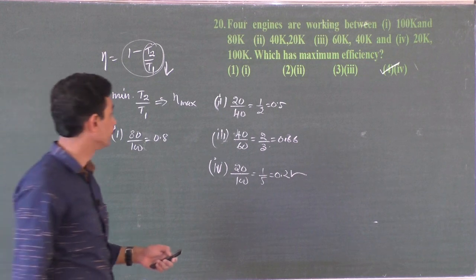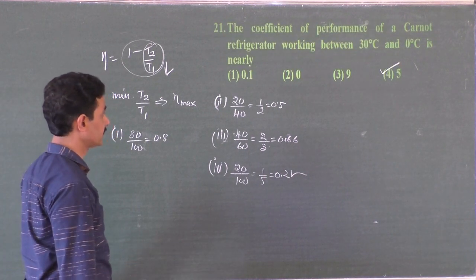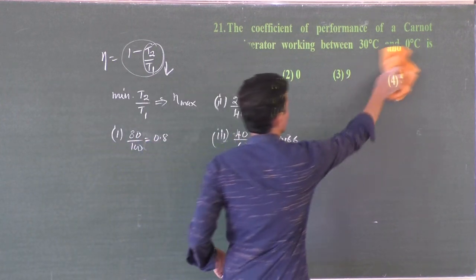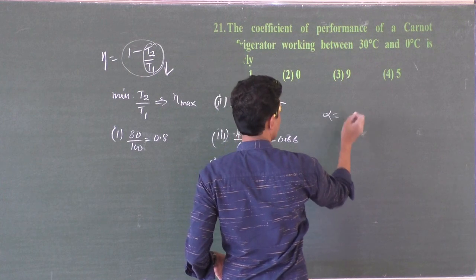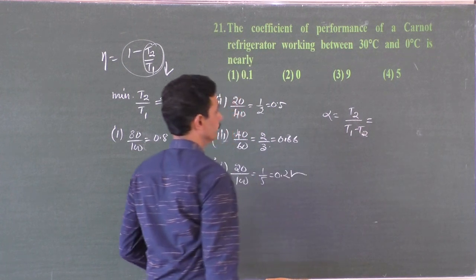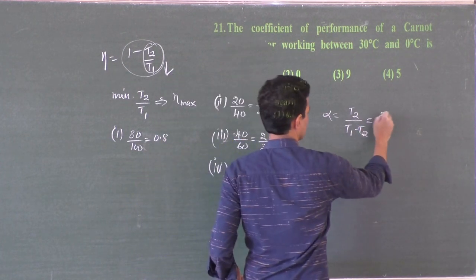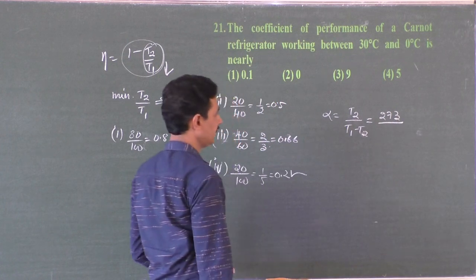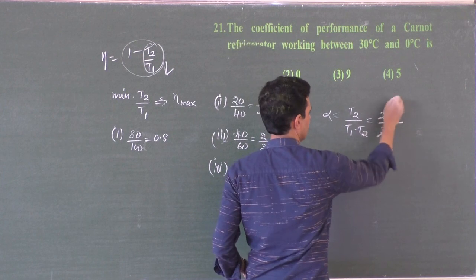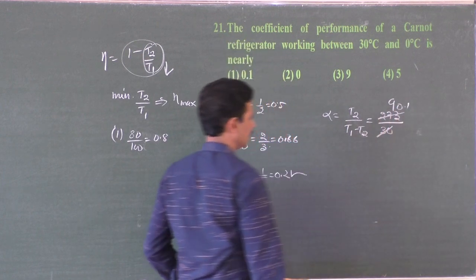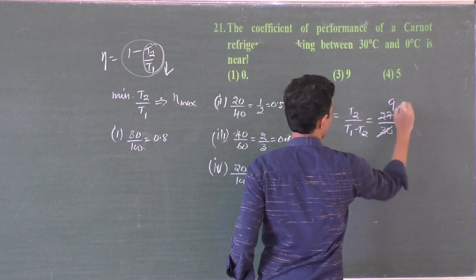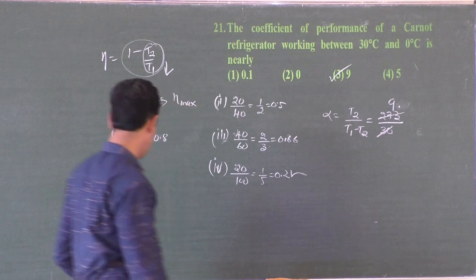Okay, then 21. The coefficient of performance of a Carnot refrigerator working between 30 degrees and 0 degrees is. Of course, coefficient of performance alpha is equal to T2 by T1 minus T2. T2 is 273, for 0 degrees, right? Divided by T1 minus T2, which is 30 itself, because the difference is the same in degrees and in Kelvins. So it is 9.1 something, 9.01, third option, direct one.